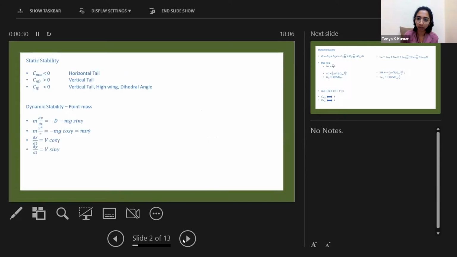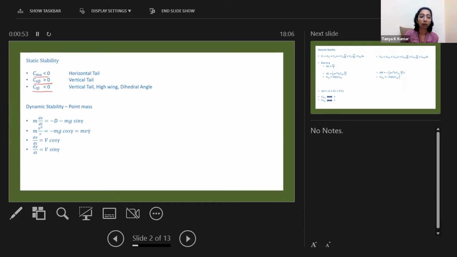So, static stability is what we had discussed in the previous weeks up to week 7. What it concludes is that these are the three conditions necessary for static stability. Longitudinal stability, you have Cm alpha should be less than 0. For directional stability, you need Cn beta to be greater than 0. And for lateral stability, you need Cl beta to be less than 0.